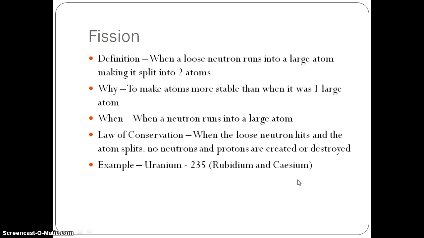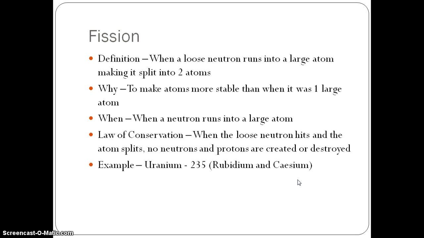The next nuclear process we are talking about is fission. Now fission is defined by when a loose neutron runs into a large atom, making it split into two atoms. This is kind of the opposite of fusion. Now this happens to make atoms more stable than it was when one large atom was together. Now this happens when a neutron runs into a large atom. Now this is a loose neutron.